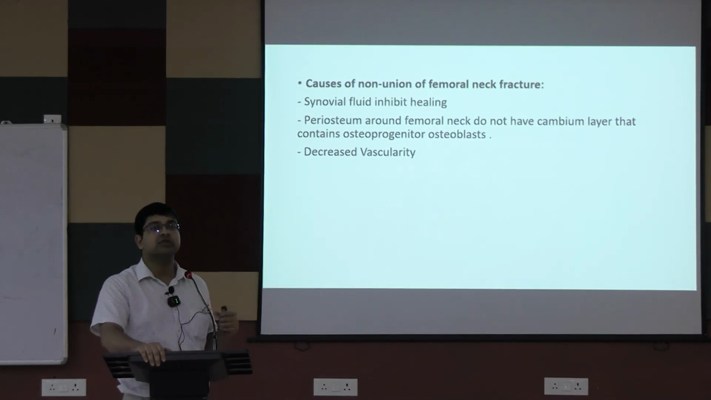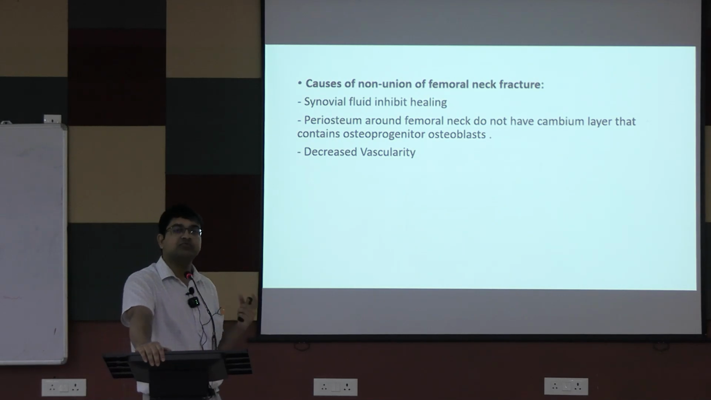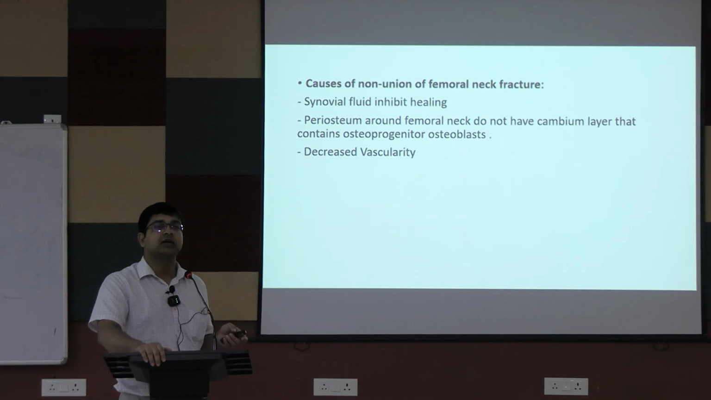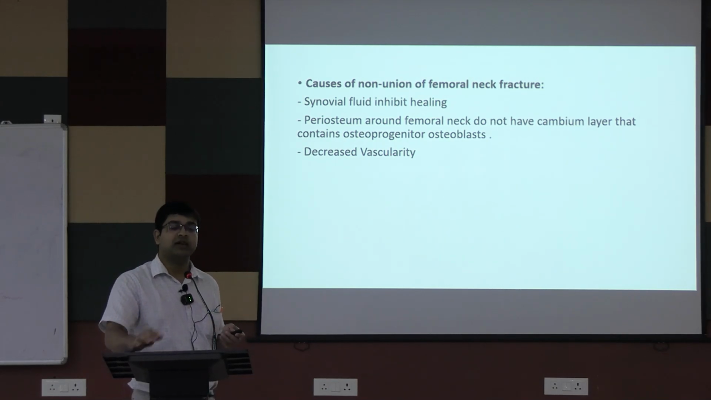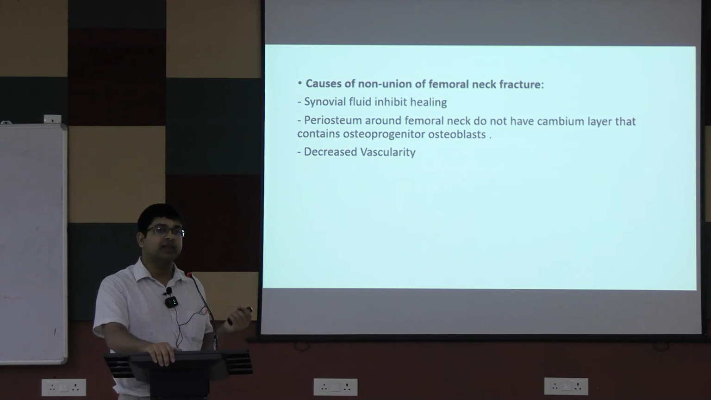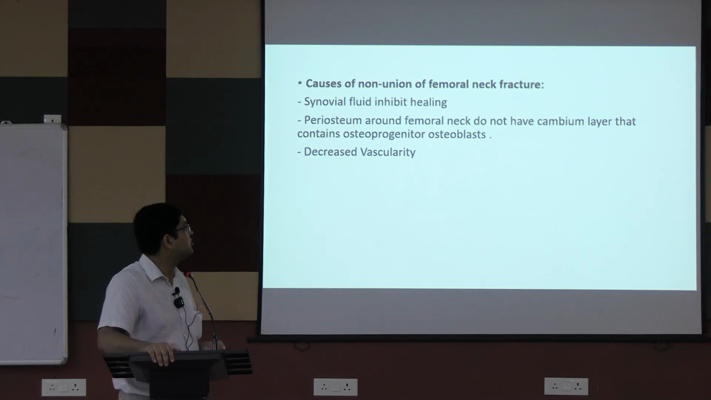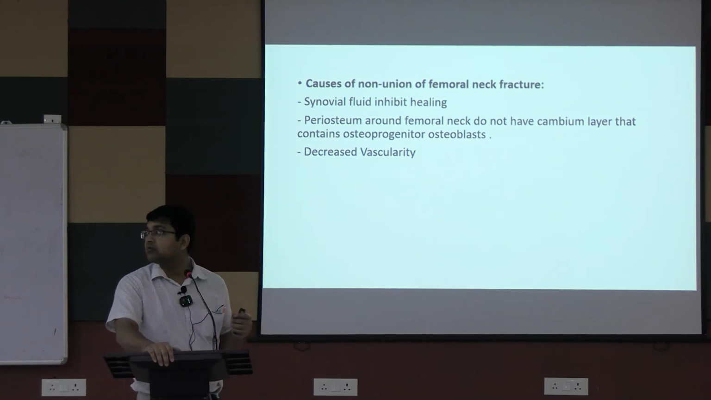It is the outermost layer of the bone. Okay. So the periosteum which is present in the neck of femur, it lacks the cambium layer. Okay, the one layer in periosteum is known as the cambium layer, and this cambium layer contains the osteoprogenitor osteoblast cell. What is osteoblast cell? These are the cells responsible for bone formation.